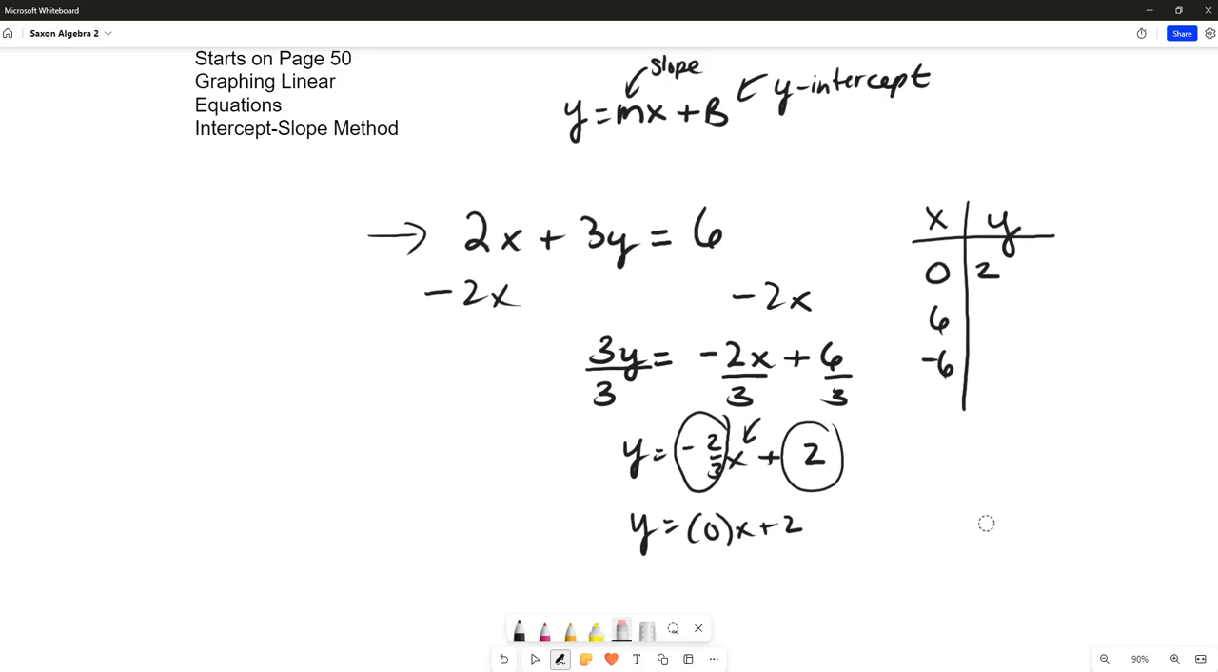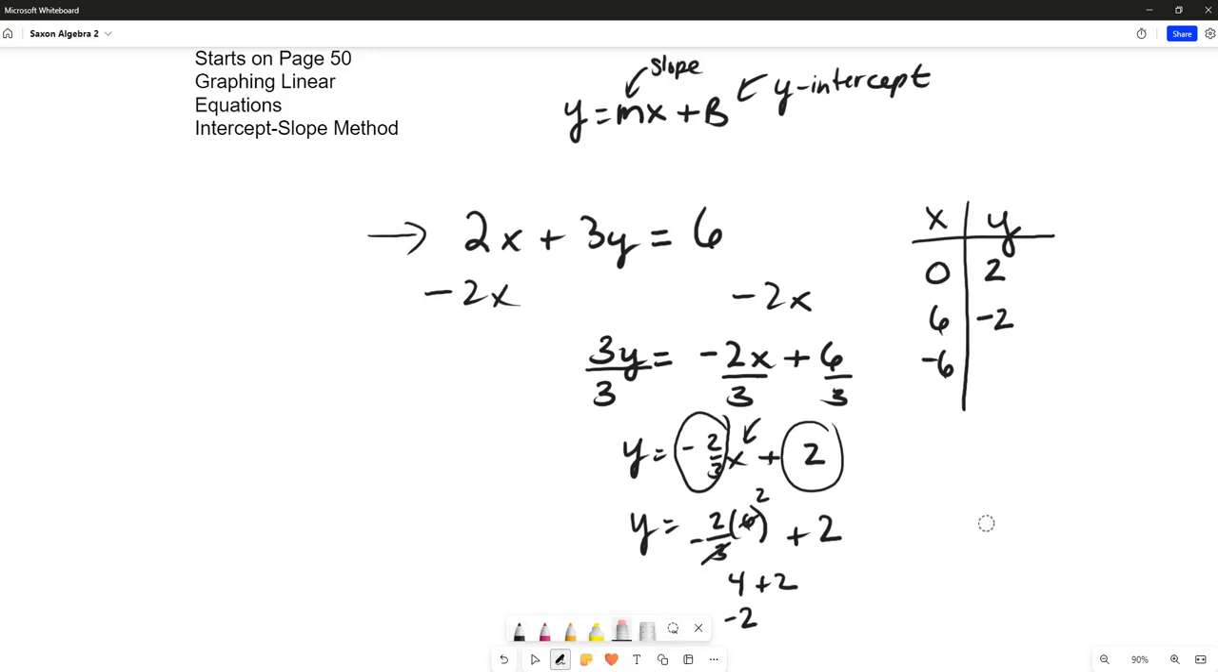When I put in 0 for x here, 0 times -2/3 is 0, plus 2 is 2. Then when I put in a 6 for this, the 3 cancels with this. So this would be a -2 times 2, which is -4 plus 2, which equals -2.